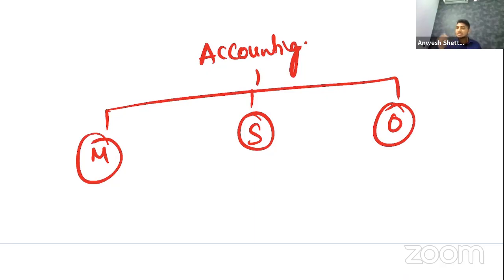What are the operational functions? Actual sale, what you do, actual delivery, what you do. Okay, these all things are operational functions.